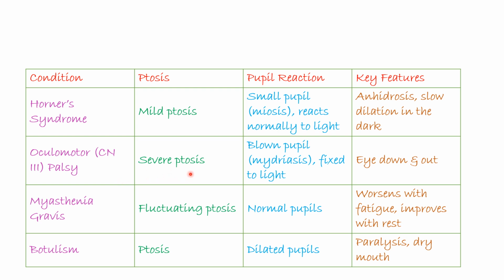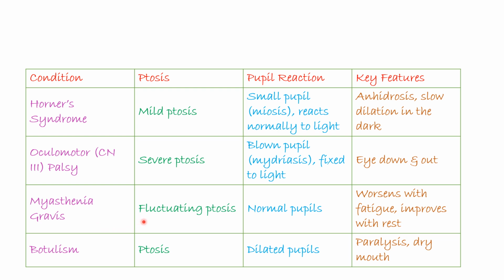Oculomotor palsy causes severe ptosis, and this one usually causes a blown pupil, that is mydriasis, because of the inhibition of the parasympathetics, and it is fixed to light. Whereas because it interrupts the supply of the extraocular muscles, we'll have the eye down and out.